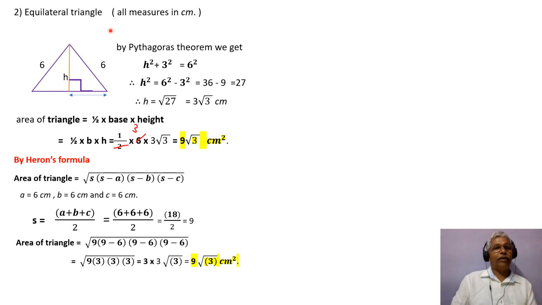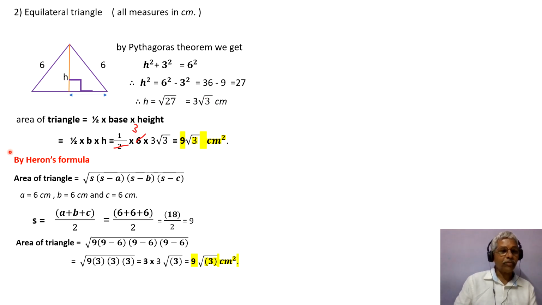Second one, equilateral triangle, all measures in centimeters. This is an equilateral triangle, 6, 6, and 6, so this will be 3. We have seen this, so I am not writing it again here. By Pythagoras theorem, for finding the area, we need this height, and we are trying to find it by Pythagoras theorem. So h square plus 3 square is 6 square. So h square equals 6 square minus 3 square, that is 36 minus 9 is 27, or h equals root 27, or 3 root 3 centimeters.